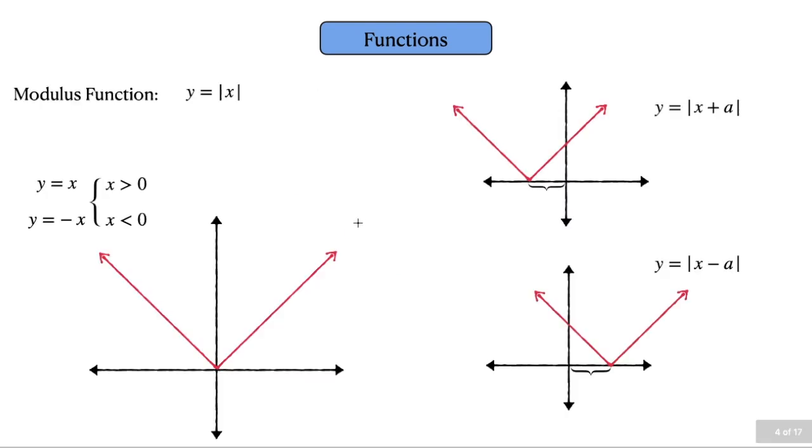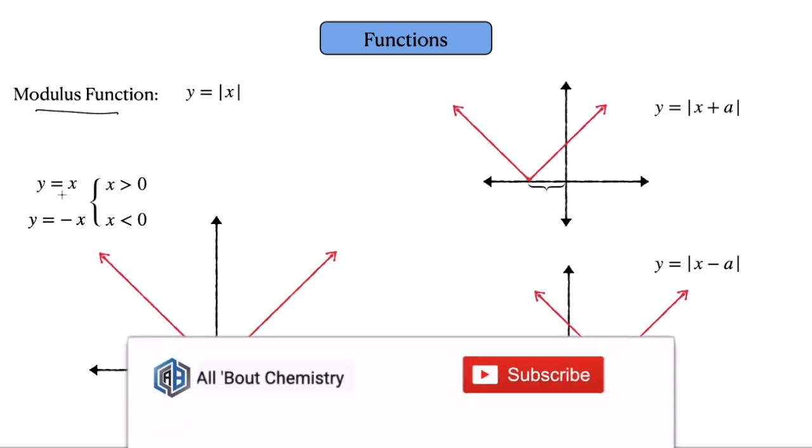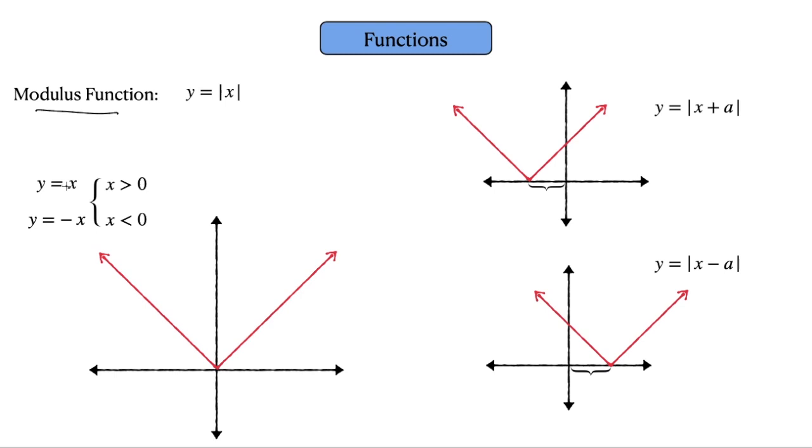Let's talk about the next function, which is called the modulus function, and this is also one of the important functions. It's denoted by y is equal to mod x, and mod x has a certain property: it will give you a positive number if your x value is greater than 0. That means if you put any x value which is greater than 0, it will remain as it is. And if you put any x value which is less than 0, in that particular case you will get that value with a minus sign.